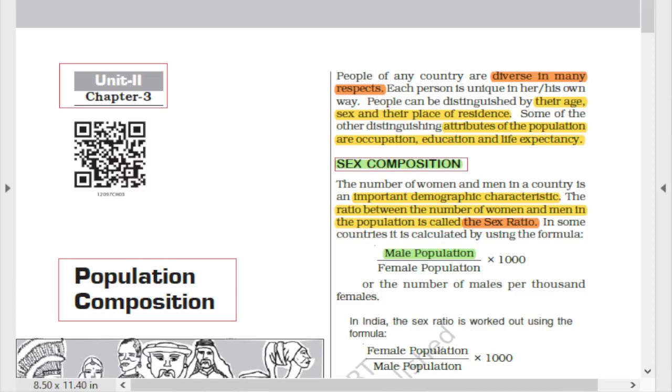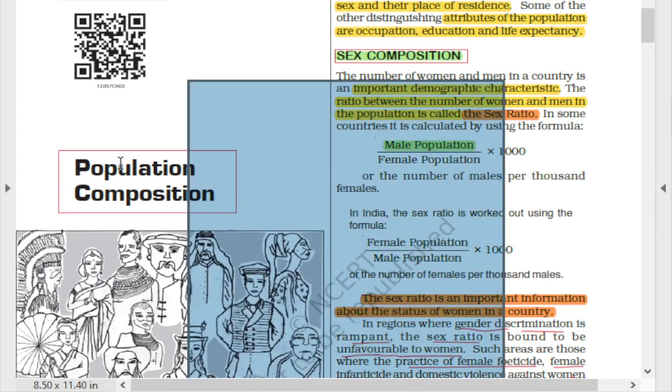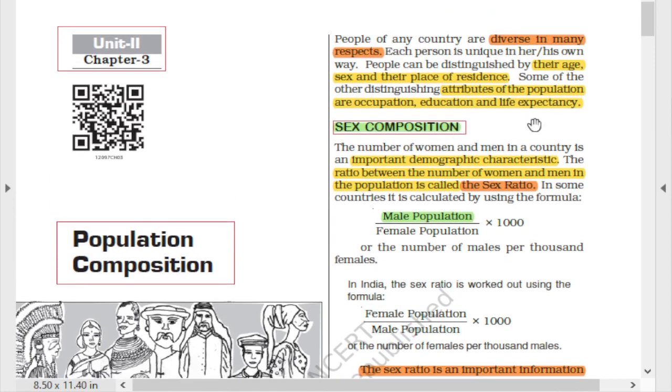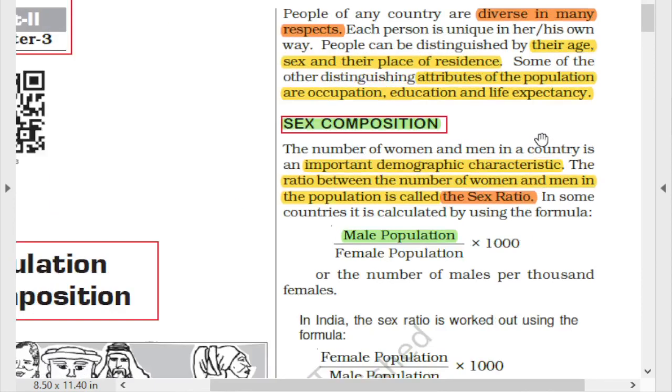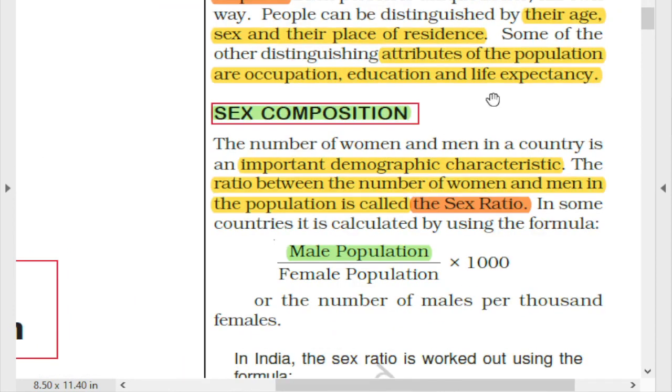So, we were studying Chapter 3 of the Human Geography book, and the name of the chapter is Population Composition. Here in population composition, we have already studied a few topics. The topics that we had studied were the sex composition, meaning the composition of male and female in the population, and what its effect is and how it affects other things.